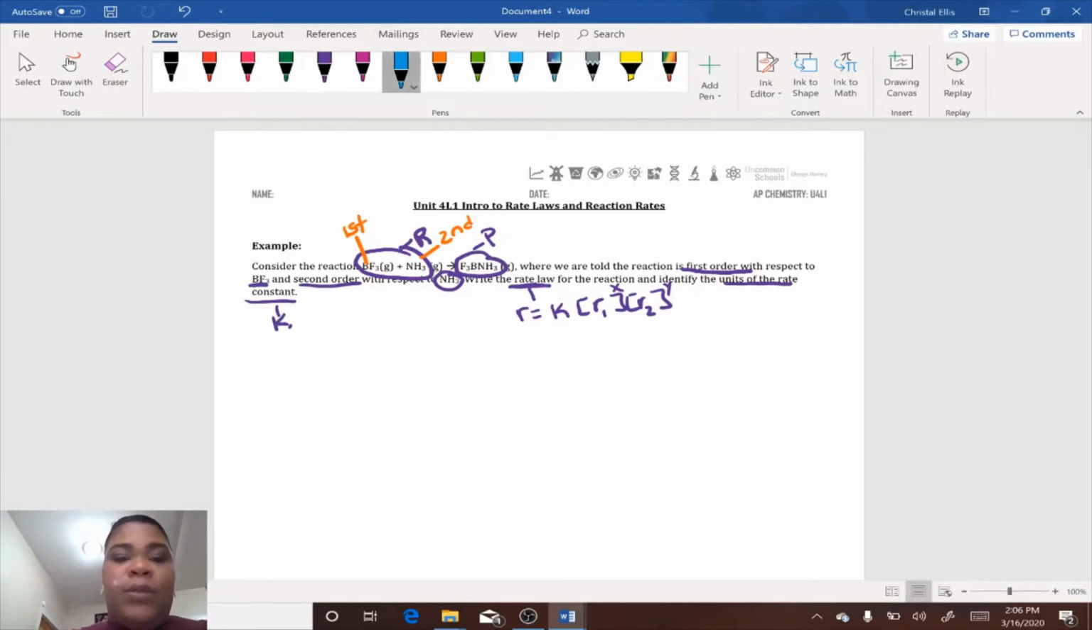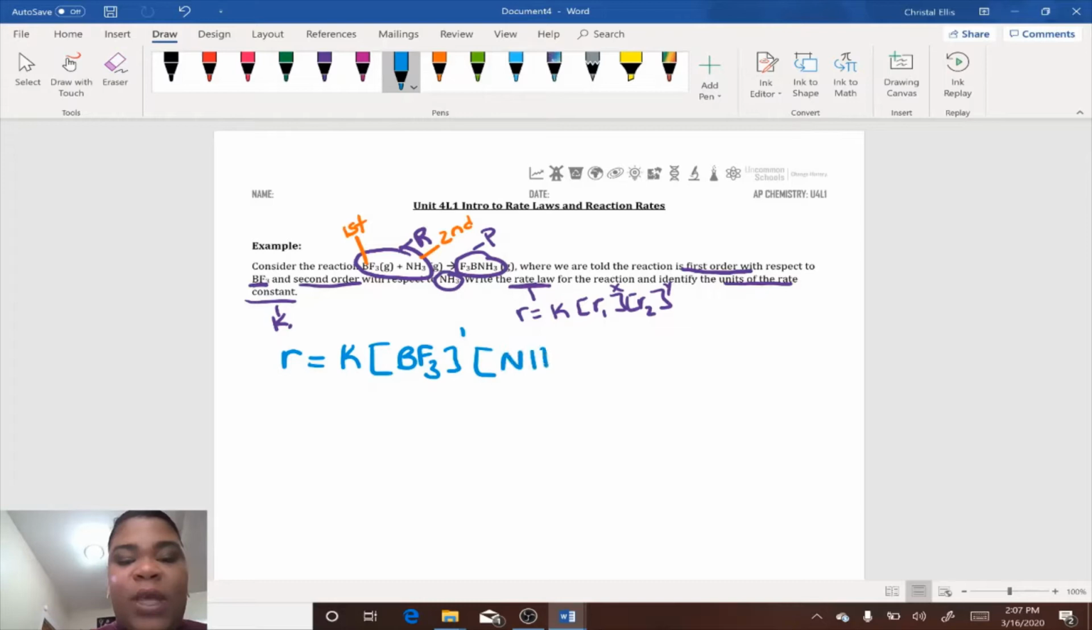Okay, so this is quite simple, knowing the skeletal for the rate law: R equals rate constant K, concentration of BF3 raised to the first power, and concentration of NH3 raised to the second power. We have a rate law, and that's it. Let me show you where scholars tend to mess up.